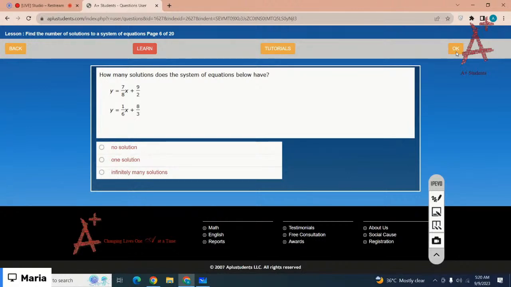How many solutions does the system of equations below have? y equals 7 by 8x plus 9 by 2 and y equals 1 by 6x plus 8 by 3. So which is the correct option? That means both the equations have different slopes and different y-intercepts, right? So they have only one solution. The correct option is one solution, right?